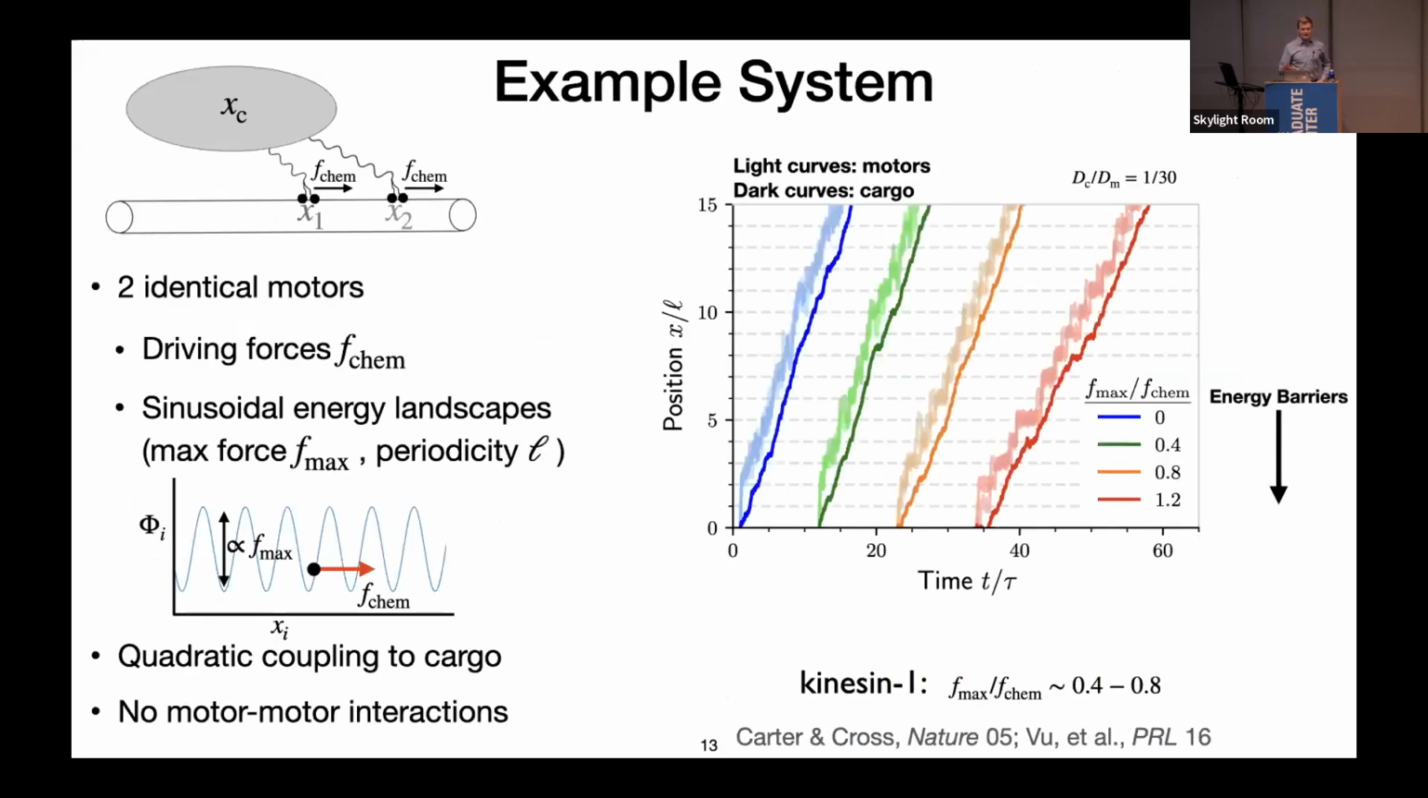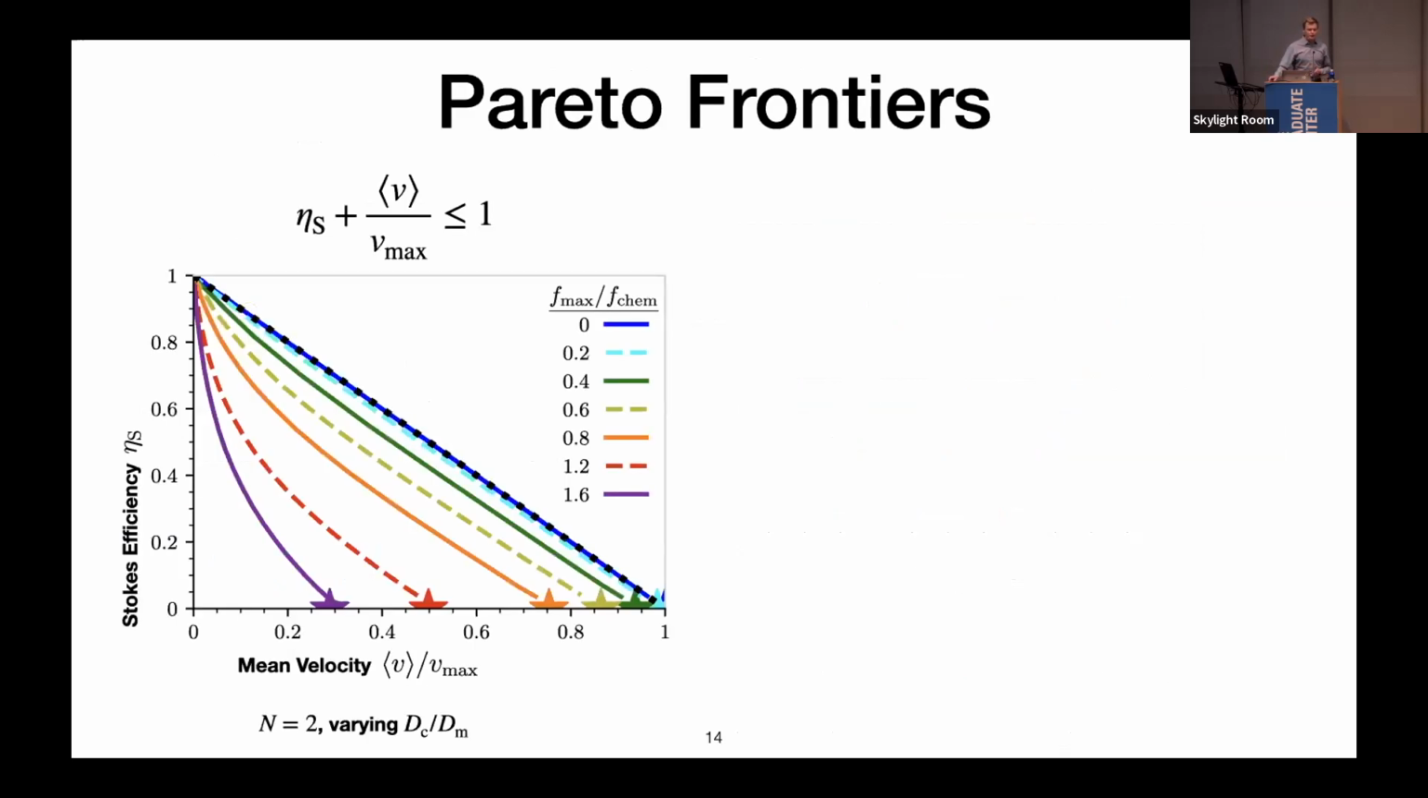So going back to this example system introduced earlier, where we have two identical motors and variable barrier heights along their periodic interaction with the substrate, we can look at how these different model curves for performance trade-off compare to our theoretical bounds, which are the black dashed lines here. So no real system can beat the black dashed line here, where the space is efficiency versus velocity space.